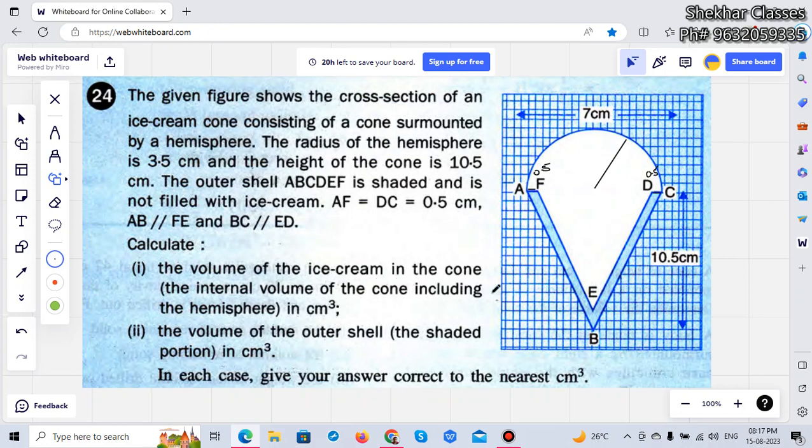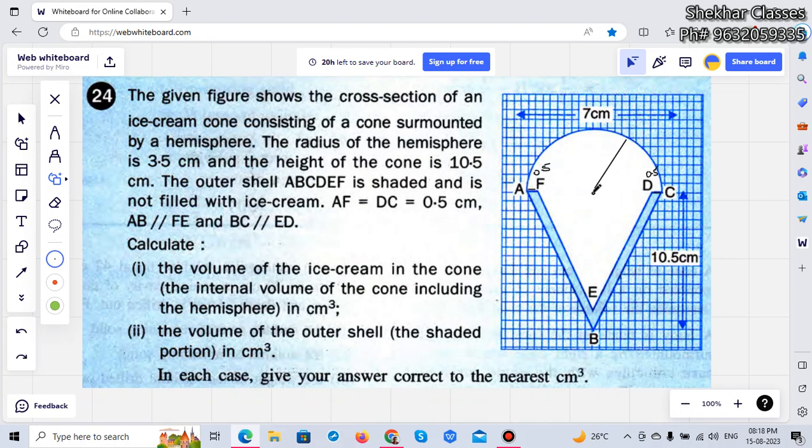Calculate the volume of ice cream and the volume of the outer shell. When we calculate the volume of ice cream, this will be the inner cone plus the hemisphere here, right? To find the inner cone volume, I need to know the radius. Radius means from here to here, what is the length? Now, how to find it out?